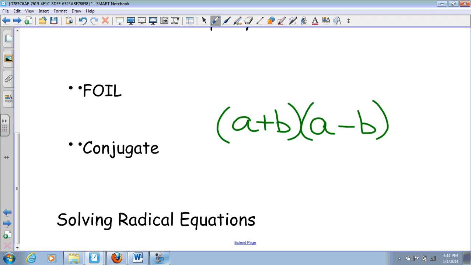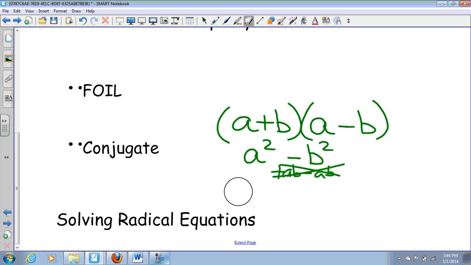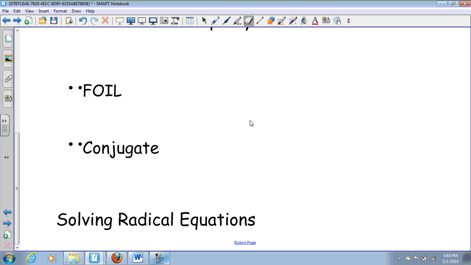And if we were to FOIL this, we would get a squared minus b squared, because we would get plus ab minus ab, and those would cancel out. Conjugates are going to work very similar. They're going with rationalizing the denominator. So you're going to be dealing with a radical expression. For example, the square root of 5 plus the square root of 2.